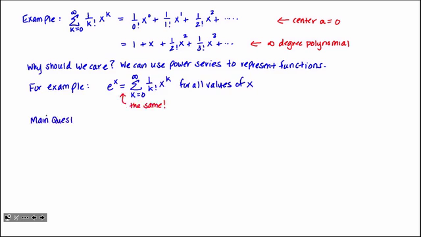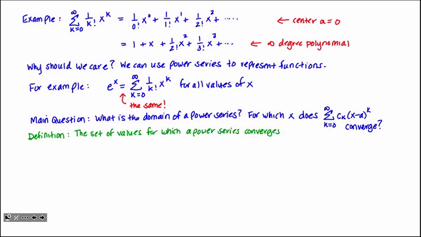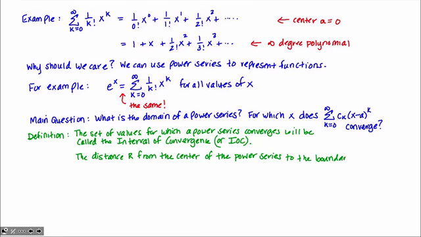One of the main questions that we will be concerned with in this class will be, what is the domain of a power series? That is, given a power series, for which values of x will the power series converge? So we'll make the following definition. The set of values x for which a power series converges will be called the interval of convergence, or IOC for short. The distance r from the center of the power series to the boundary will be called the radius of convergence, or ROC.